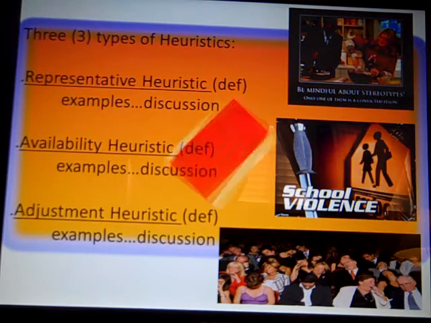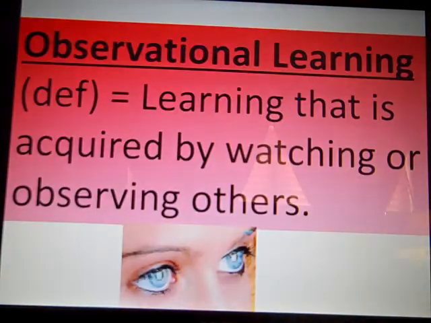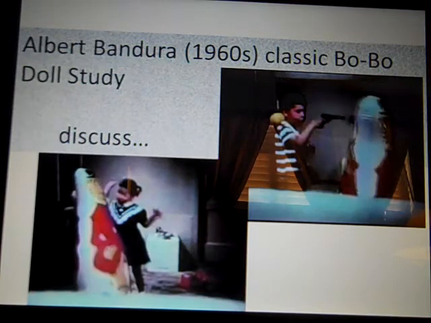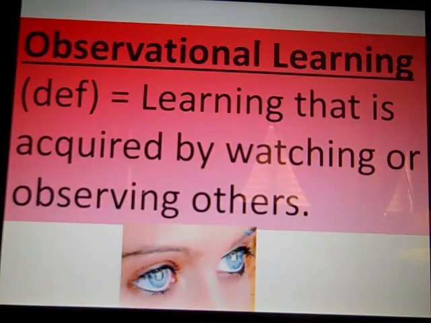So now let me move on to the last type of learning. Oops, went too far. There we go. So we've covered classical conditioning, we've covered operant conditioning, and we just finished up cognitive learning. So the fourth type of learning is learning by observation. A very simple type of learning, but very effective.